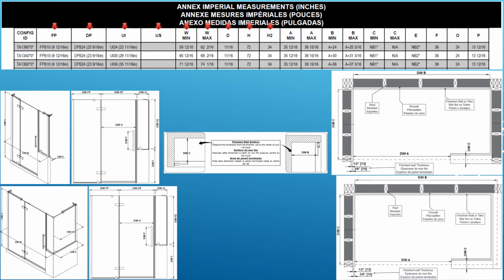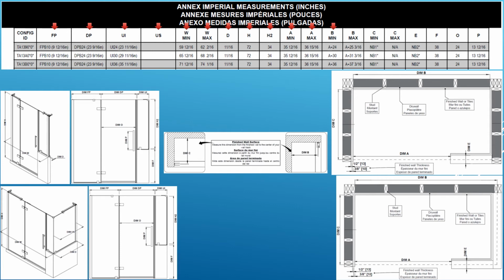H2 is the buttress height. The measurement is from the buttress wall up to the top of the shower. A is the buttress walk-in opening. The measurement is the width of the buttress opening measured from the side wall to the side edge of the finished buttress wall. As most of the showers do offer some adjustability, there will be a minimum and maximum to this value.